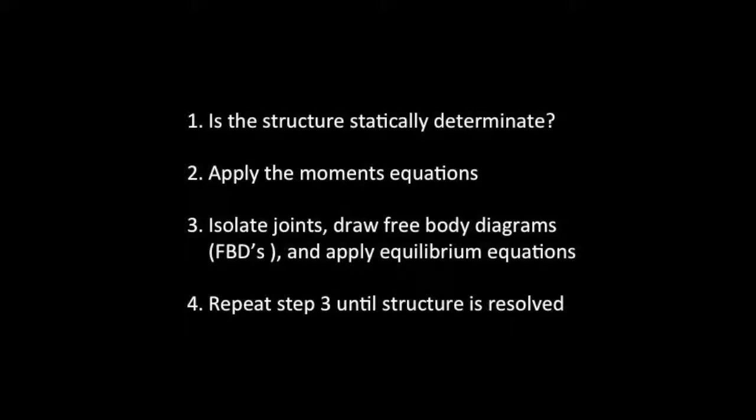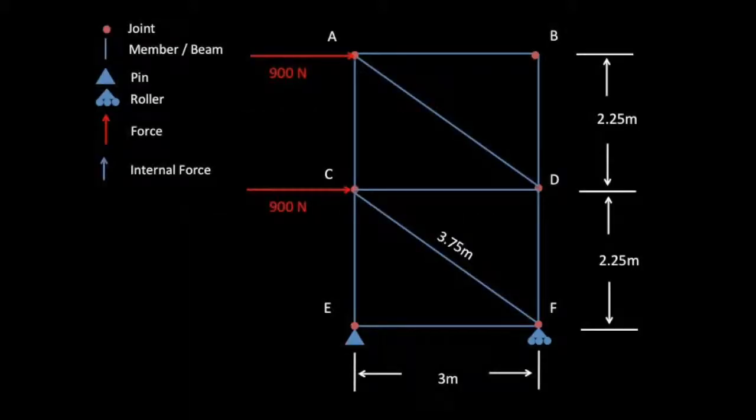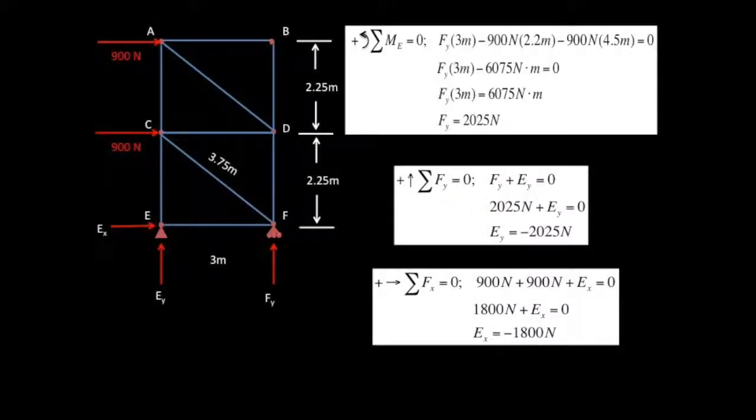And now on to the example. In this problem, we are asked to find all internal forces within the structure. First, take note of joint E and joint F. Joint E is what is known as a pin and will have two reaction forces, and joint F is known as a roller and will only have one reaction force. The roller's reaction force will be in the y direction because it is free to move in the x direction. We have unknown reaction forces at joints E and F, so we will use moments to resolve them. This step does not include any of the internal forces of the beams.